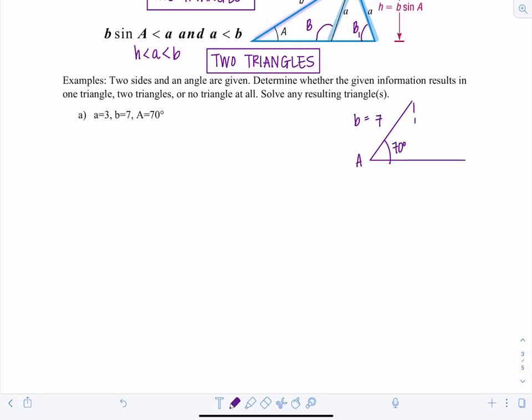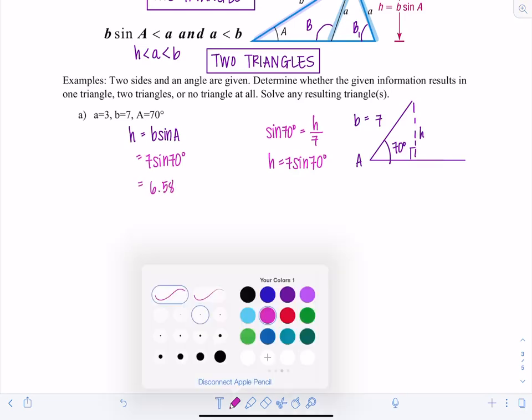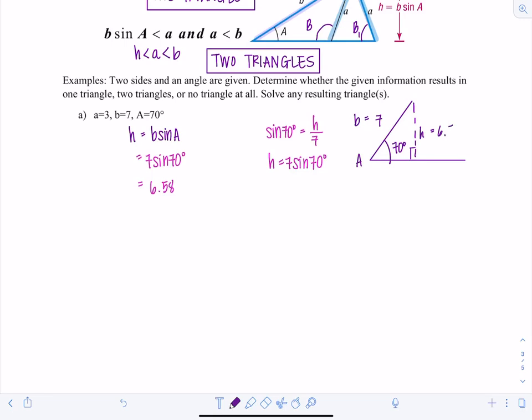The first thing you need to do is find H. So H is going to equal B times sine of A. Remember, this is a right triangle that I've drawn here, and sine of 70 equals H over 7. So that's where we get that H equals 7 sine 70. In this case, it's 7 times sine of 70, which is 6.58. So H is 6.58.